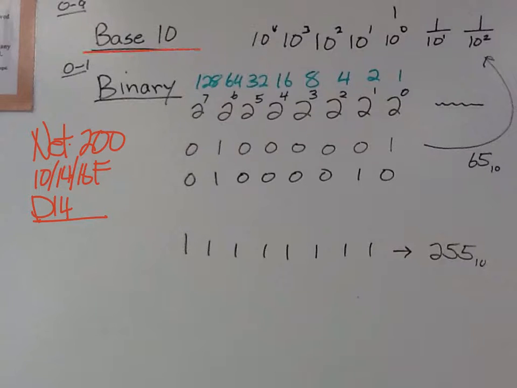We started off with base 10. We wrote out the base 10 number system. 10 to the 0. Anything raised to the 0 power is 1. 10 to the first, 10 to the second, 10 to the third, 10 to the fourth. So when we have a number like 1 digit here and a 0 here, that's 10. 1 group of 10, 0 groups of 1s.